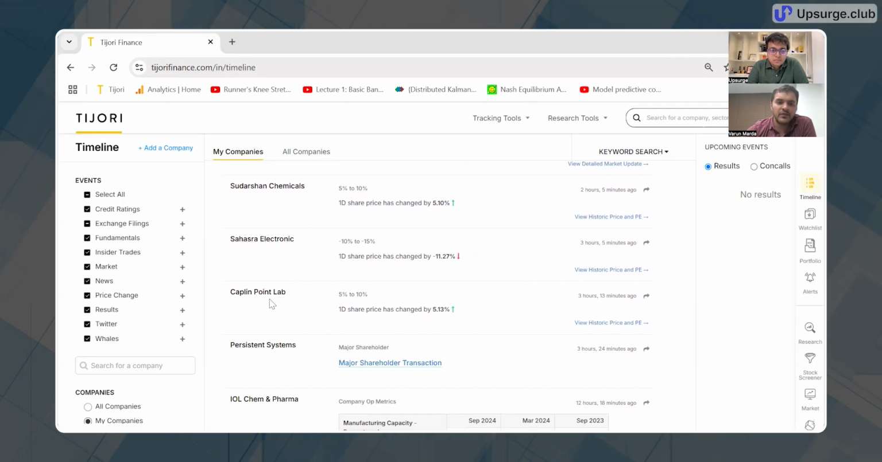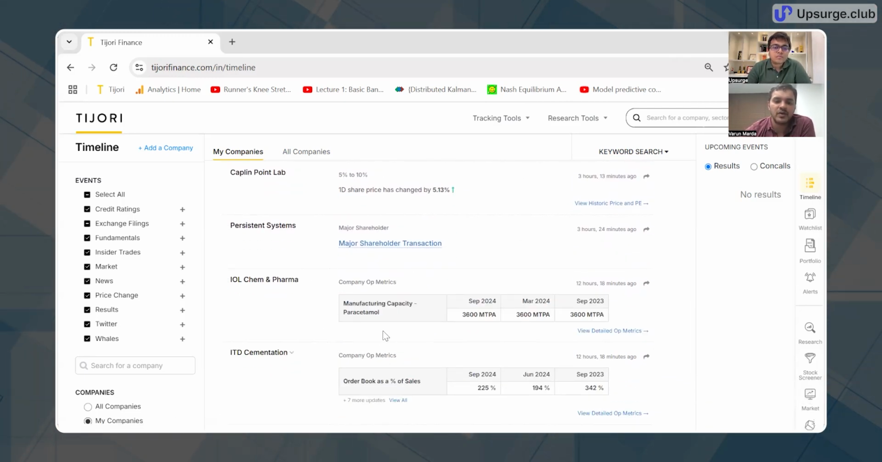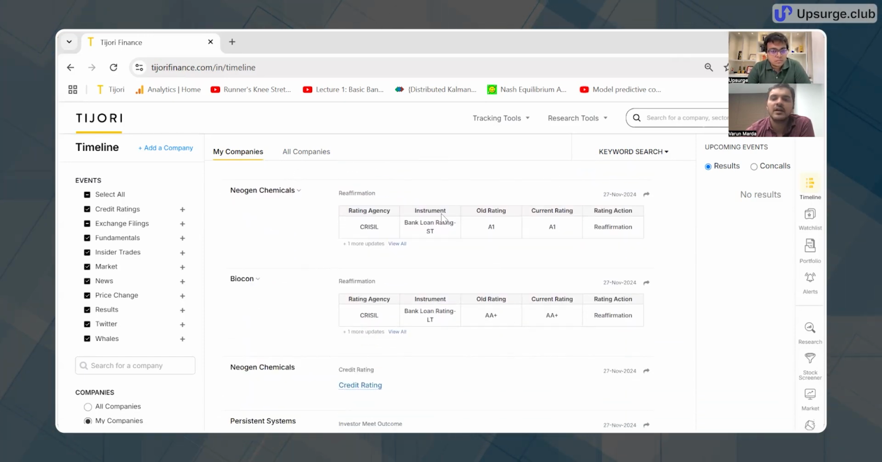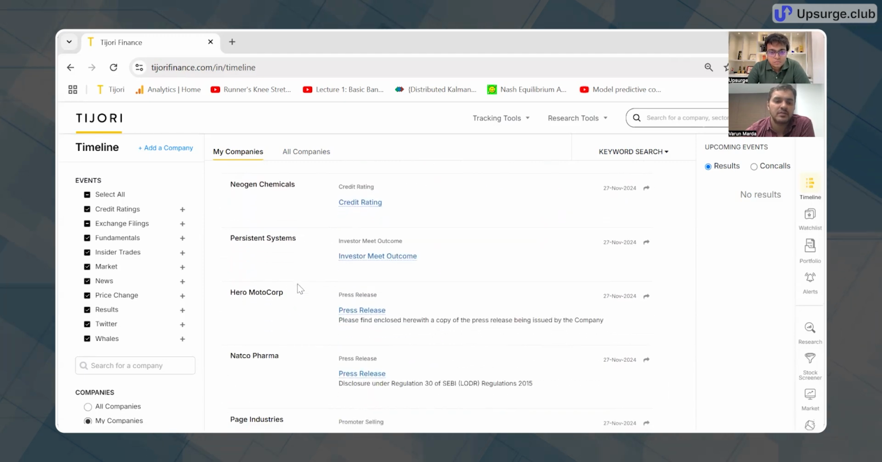We have all these shareholdings and exchange filings and all that also coming here, which is what everyone has. But what we've tried to do is focus on unstructured data. Like if you have IOL Chemicals in your watch list, then we tell you it has released the latest information about its plants, and paracetamol capacity is the same. Same for ITD Cementation. It has released the latest information. Its order book is going up compared to last quarter, but is down year to year. Stuff like that. Any rating action on your companies or anything.